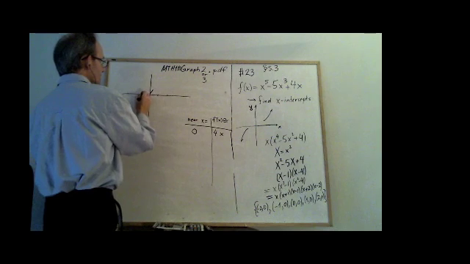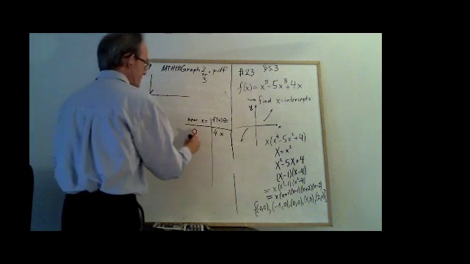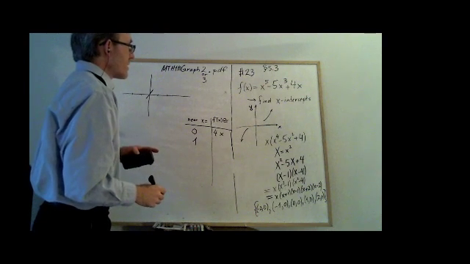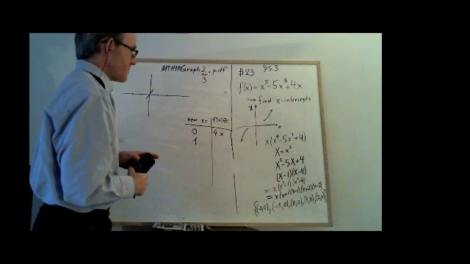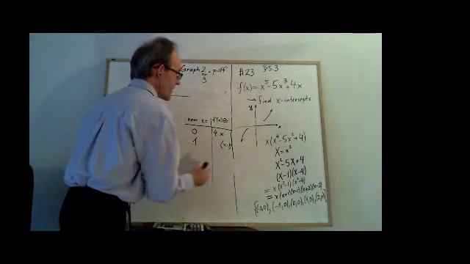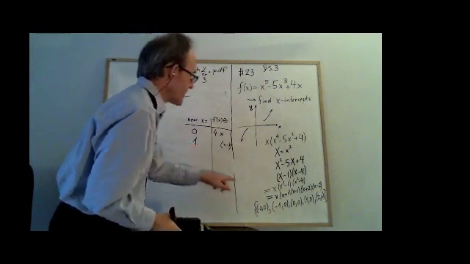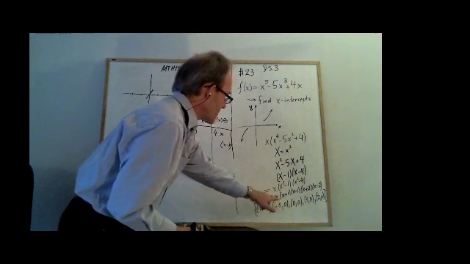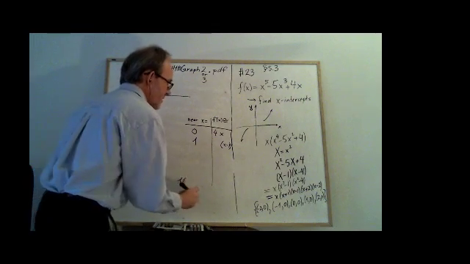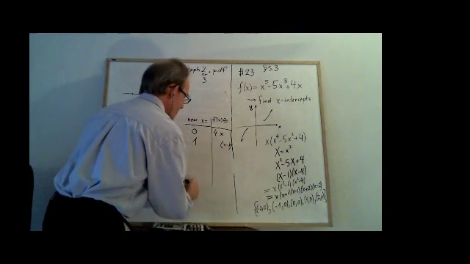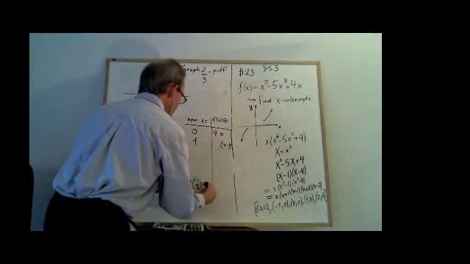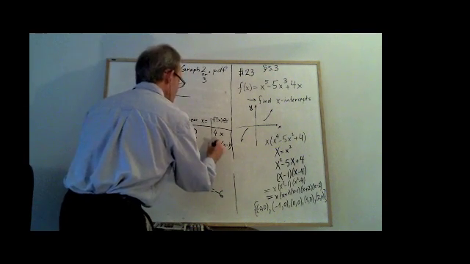Near x equals 1, it's going to look like x minus 1 is the factor that I keep. Everything else I evaluate at x equals 1. So that's 1 times 2 times 3 times minus 1, which is minus 6. So it's minus 6 outside.